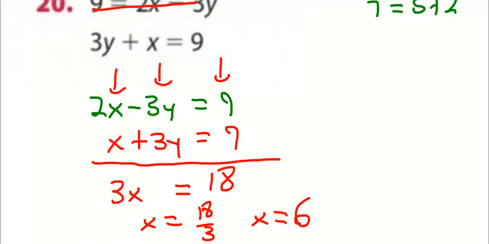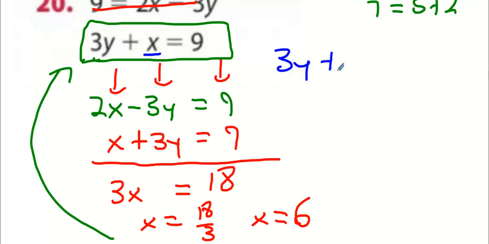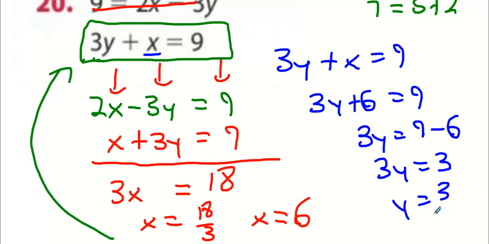Then by choosing an equation, so I'll choose this equation here, one of the originals, I'm going to replace the x value with 6, so it's going to be 3y plus x equals 9. 3y plus 6 equals 9. 3y equals 9, take away 6. 3y equals 3. And then y equals 3 over 3. y equals 1. And that's it done there.